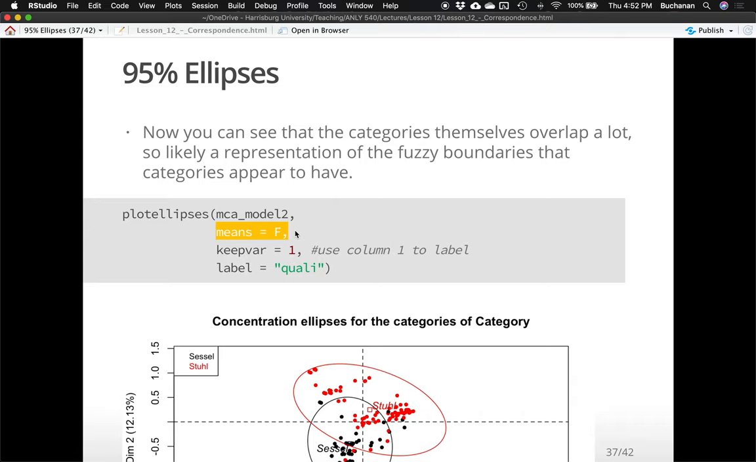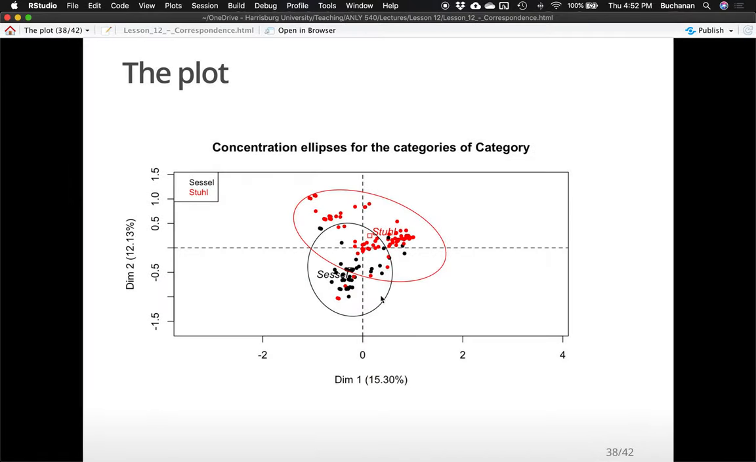Before we were getting a mean plot where it was focusing in on the most representative examples for each category. Here we're getting 95%. So let's look at that plot a little better. And now you can see that they overlap. I think the dot patterns make that pretty clear, where there's some black dots in the red area and some red dots in the black area.